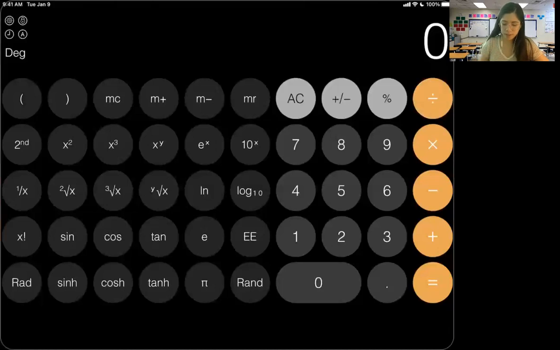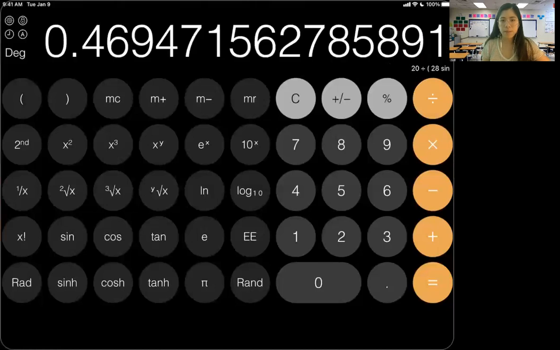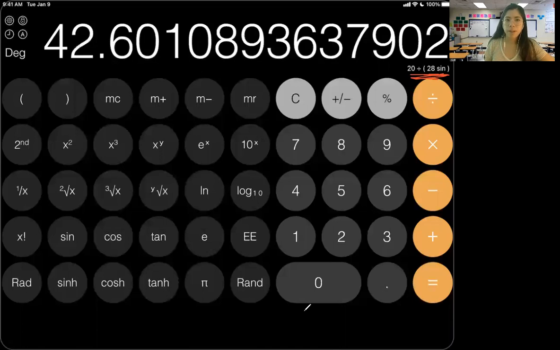Actually, let me start over. Okay, 20 divided by parentheses. Then I hit 28 and the sine button. Okay, so look at what it says in the little corner right there. I did 20 divided by parentheses 28 sine button. Now I have to close my parentheses and hit equals. I get 42.6. If you're getting a different number, that means you're not doing your parentheses correctly.